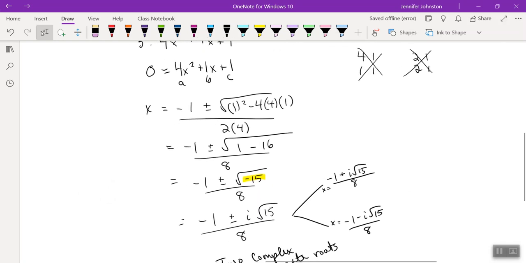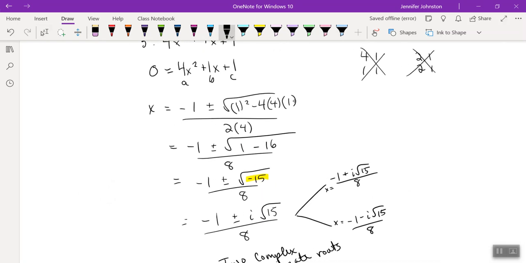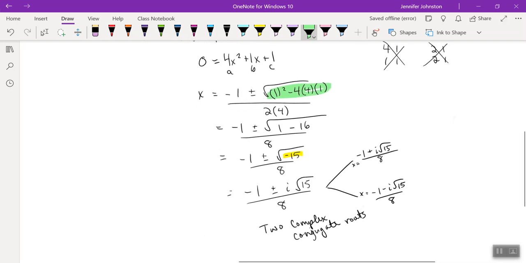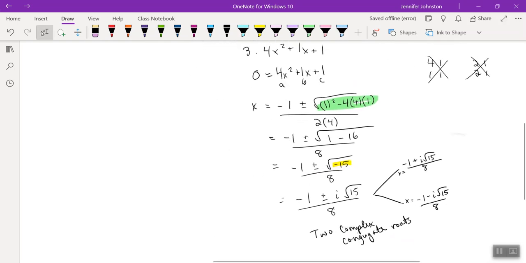So plug in all your numbers into the quadratic formula, figure out what's underneath the square root sign. Here we got 1 minus 16, which gives us -15. The -15 changes to i√15, and they're all over 8. Alright.